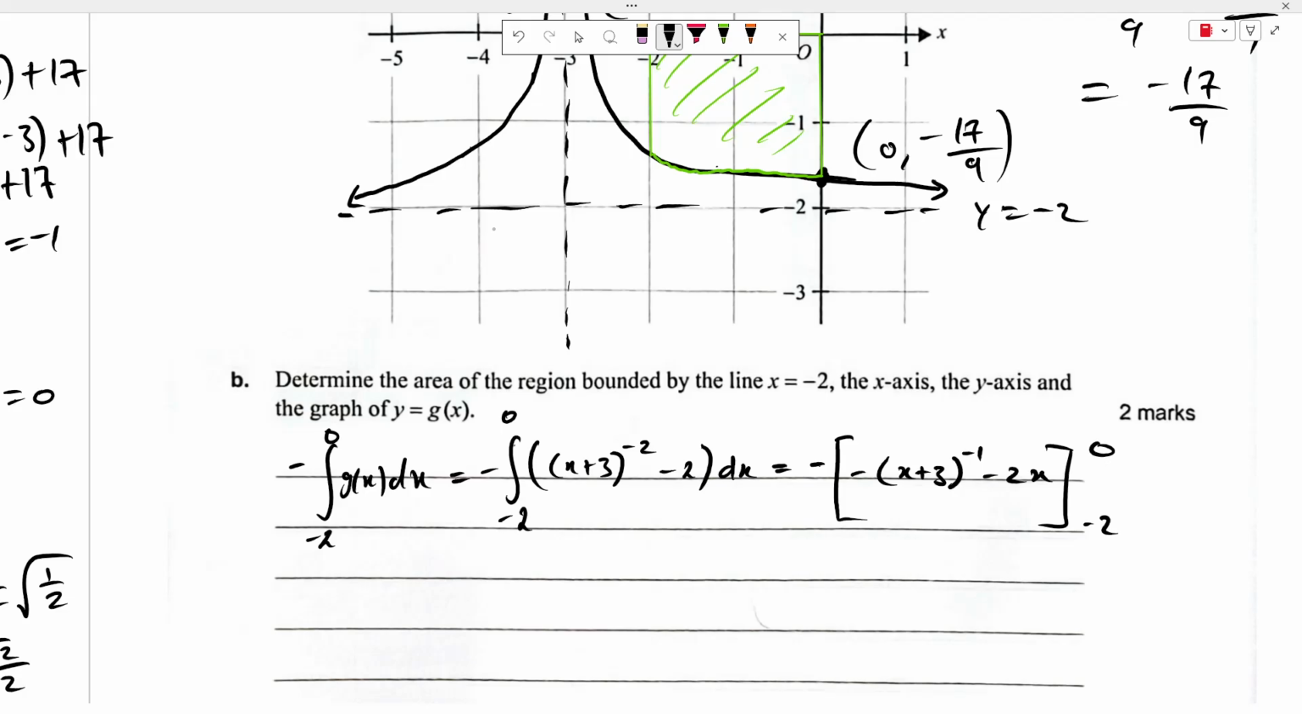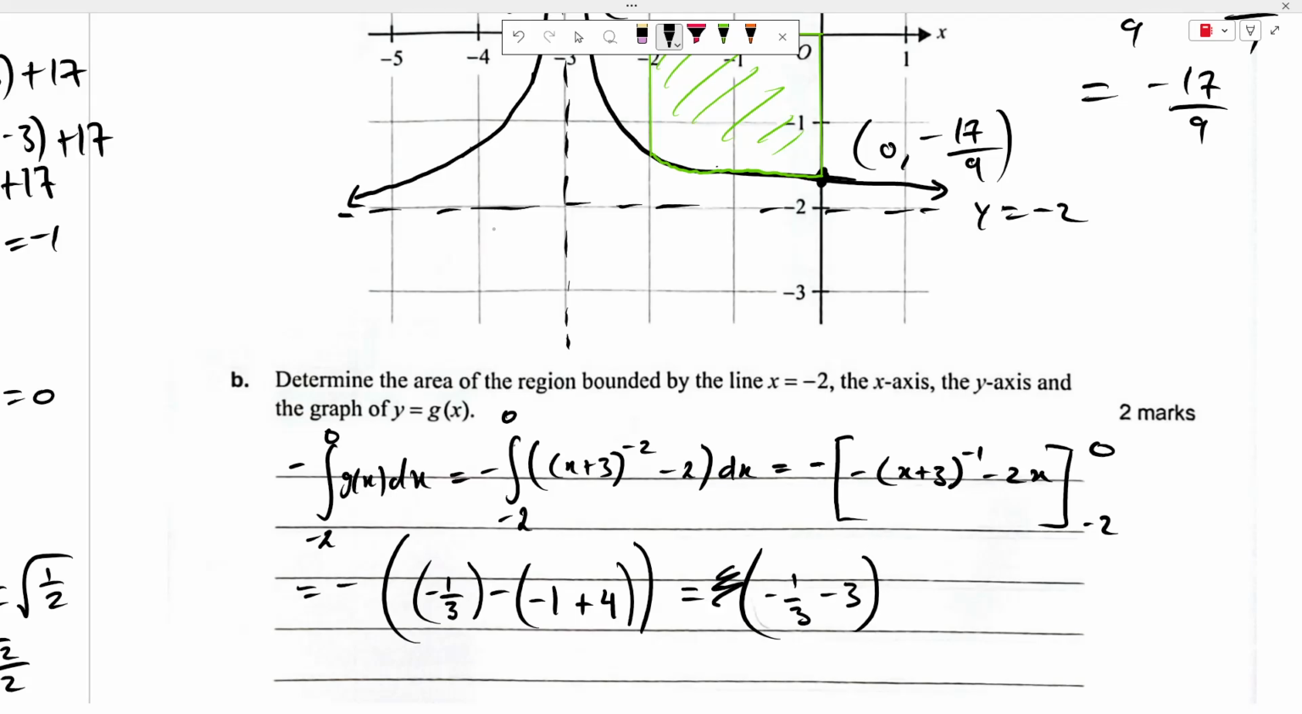Going from negative 2 to 0. And so we're going to sub in 0 first, and we're actually going to get negative a third. And then we're going to take away, and then sub in negative 2. So that's actually going to be negative 1 plus 4. Right, that's going to be negative a third minus 3.